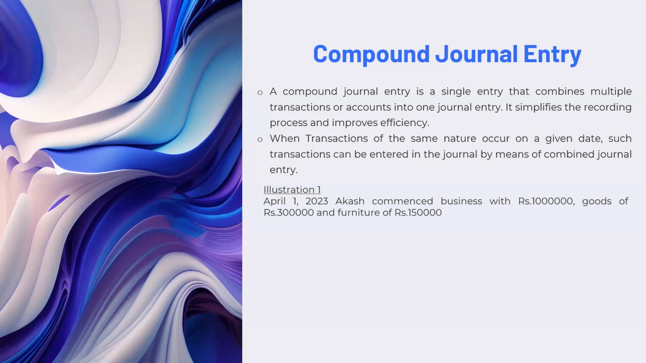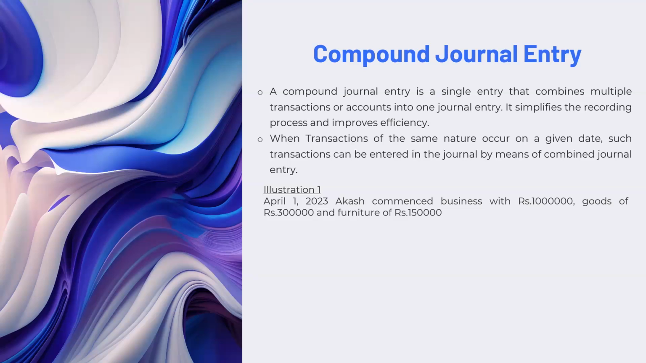So let's have an example. On April 1st, 2023, Akash commenced business with 10 lakhs, goods worth 3 lakhs, and furniture of 1,50,000. Here you can see the date aspect is the same. On 1st of April, all the 3 transactions have happened. The second part is that all 3 can be considered as investment in the business. Akash has invested in the business.